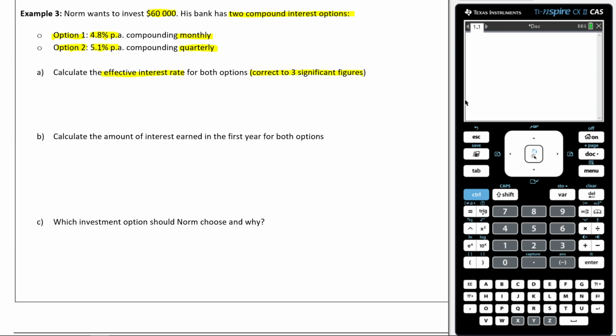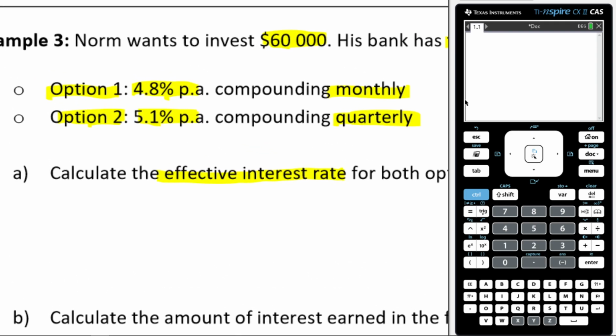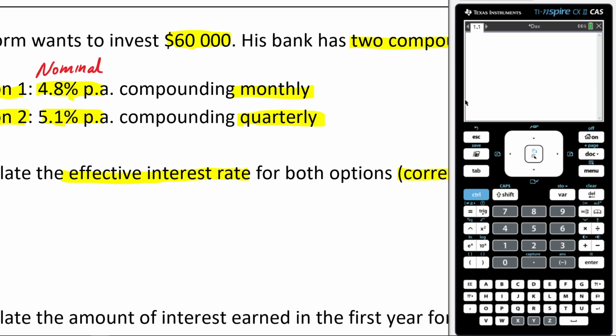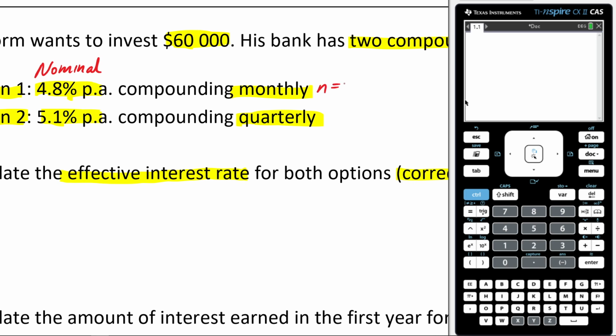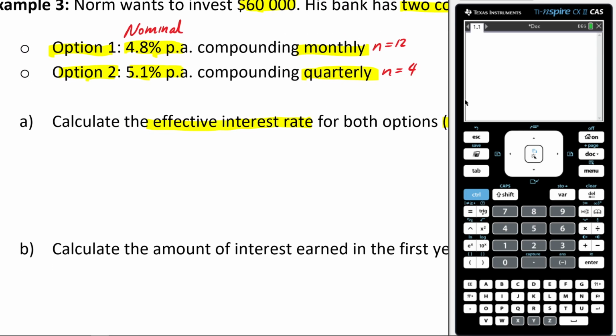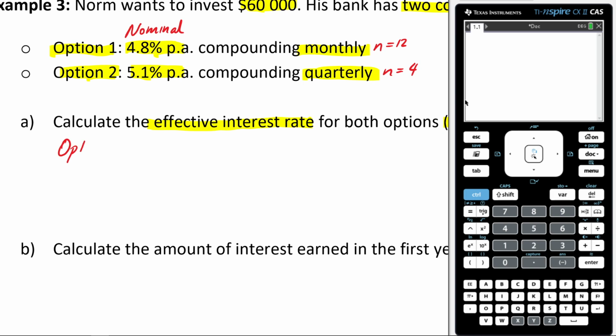All right, so what they have given us here, these ones here, these are our nominal interest rates. And they've given us the compounding period. So this one is going to be n is equal to 12, and this one's going to be n is equal to 4. If we want to figure out the effective interest rates of these, what we're going to have to do is say, all right, option 1.